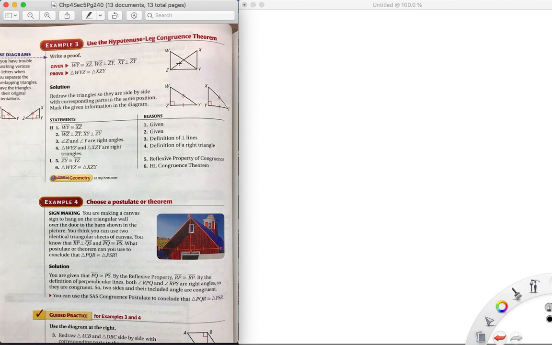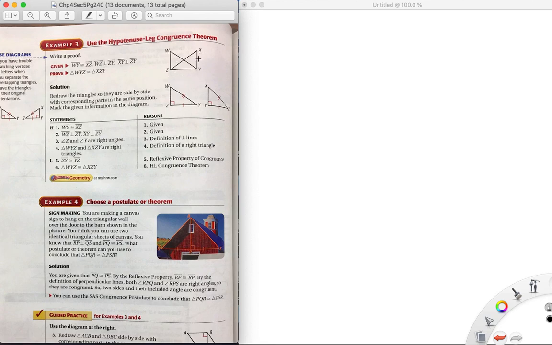So we know Z and Y are right angles, per the definition of perpendicular lines. And that's all we have to say. We don't have to say that they're congruent because we just proved that they're right triangles. The next one, definition of a right triangle, because we have one right angle each. We can say here that ZY is congruent to itself because they both share it. Reflexive property.